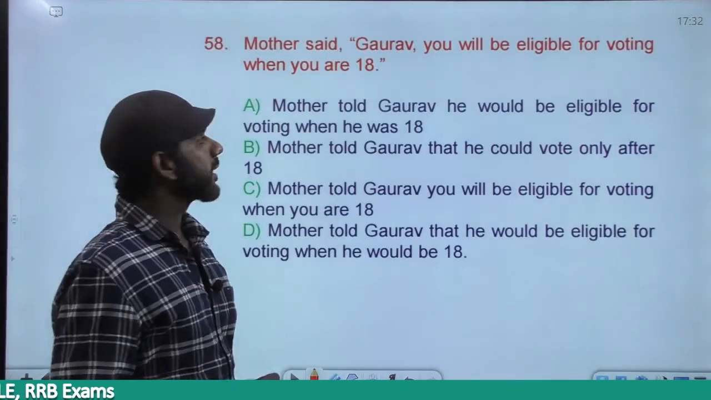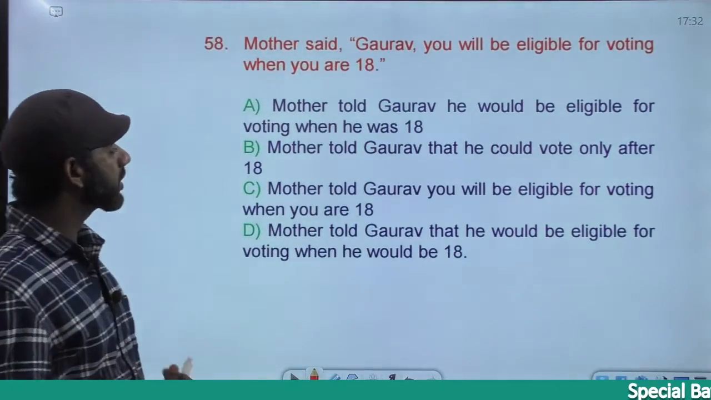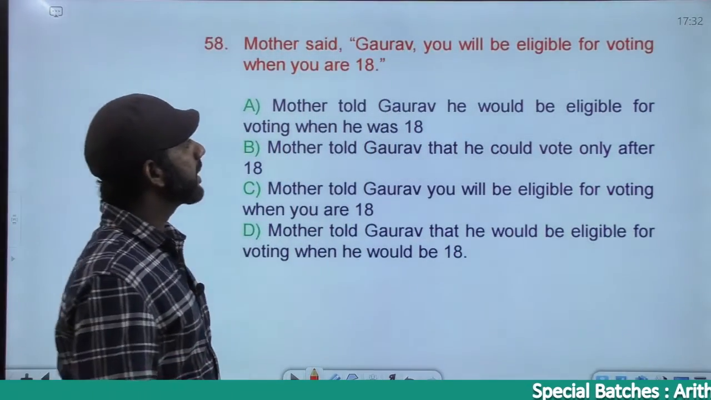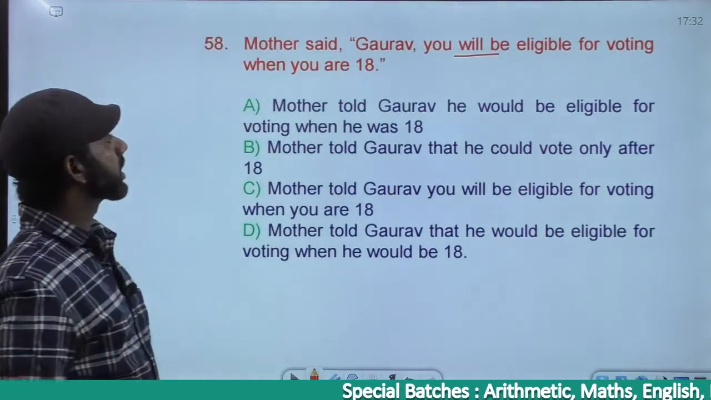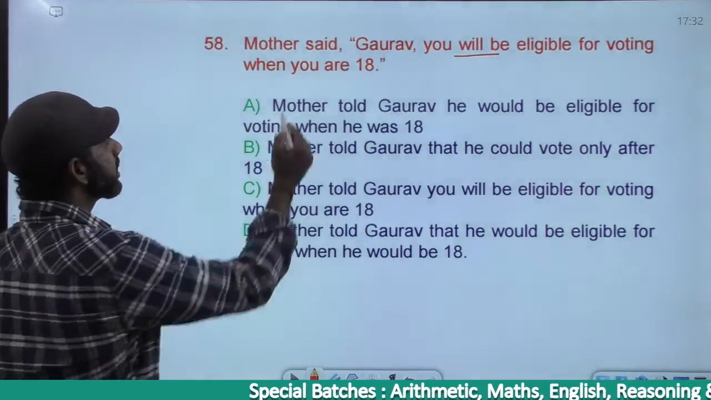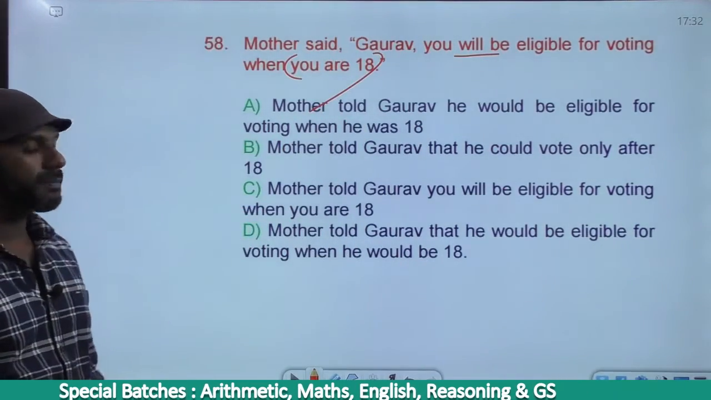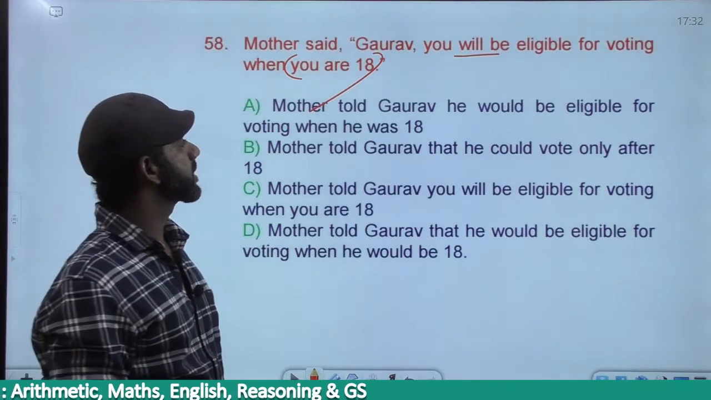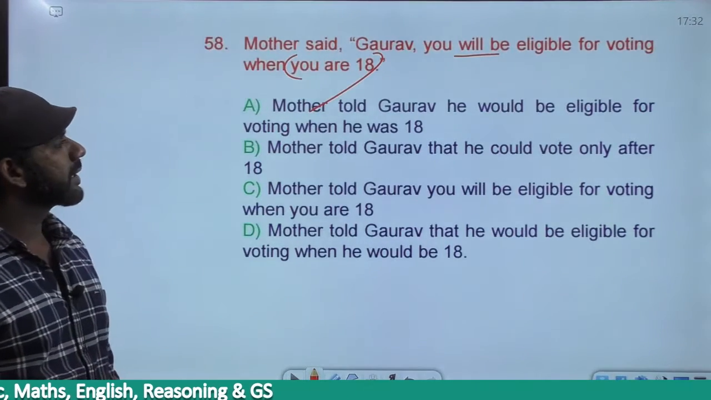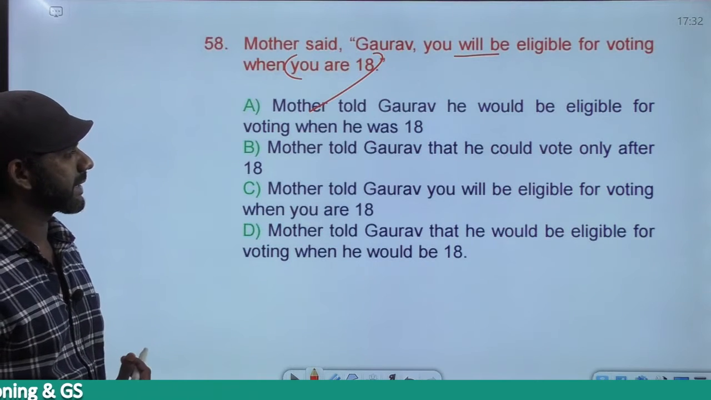Mother said, "Gaurav, you will be eligible for voting when you are 18." You will be eligible, will changes to would. Eligible for voting when you are 18. You are 18 is simple present, and simple present must become simple past. Come to the first option. Mother told Gaurav he would be eligible for voting when he was 18.